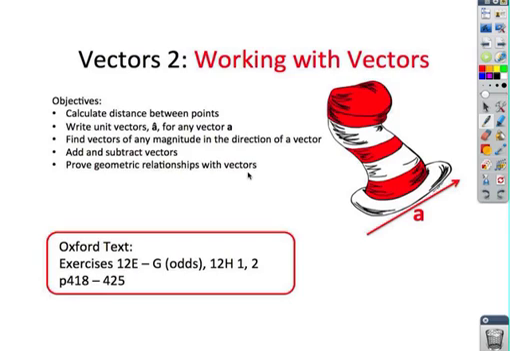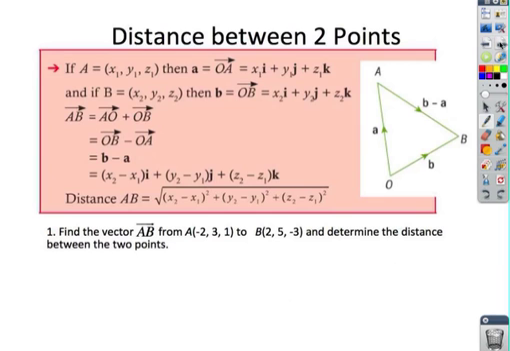We'll do some applications. As you can see, the objectives: we're going to calculate distance between points. We're going to write unit vectors. The symbol shown here is read as a hat, and this picture here obviously is also a hat. So that's the connection there, quite funny. Find vectors of any magnitude in the direction of a vector, add and subtract vectors, and we're also going to prove geometric relationships with vectors. All right, so let's get started.